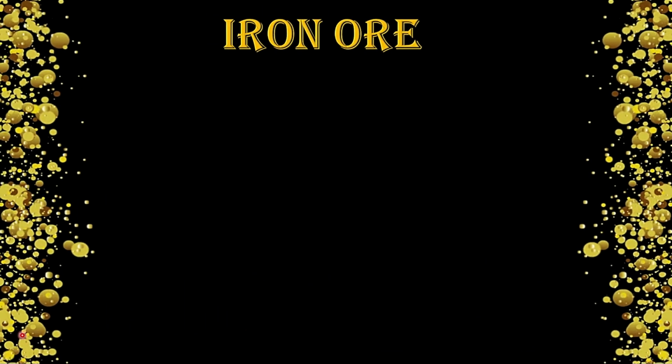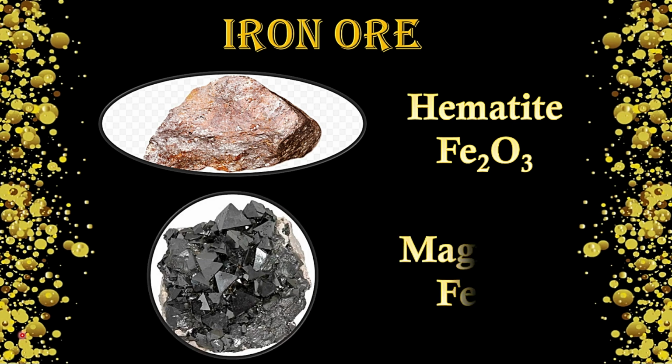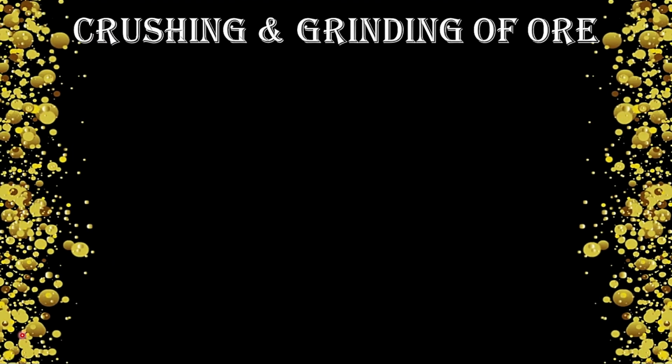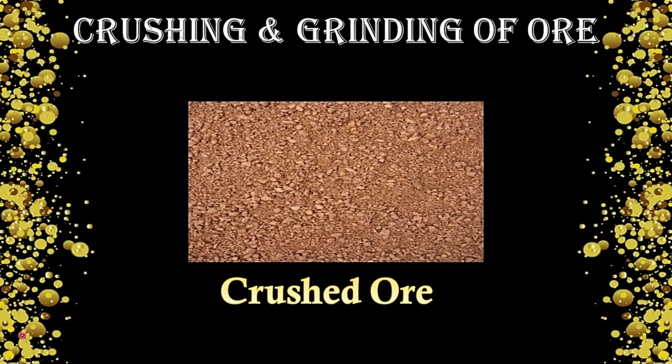Okay, first of all I'll tell you which iron ore can be used for this process. The most common iron ore which is used for this process is hematite ore. Formula is Fe2O3. Sometimes magnetite ore can also be used. Formula is Fe3O4. Both can be processed in the same way. Before starting the process, crushing and grinding of iron ore is performed. So large particles are converted into small particles after crushing and grinding.